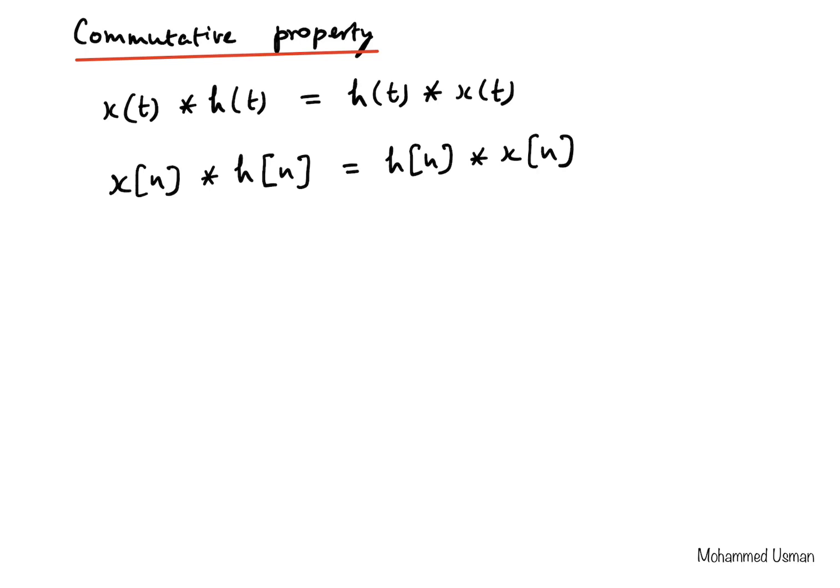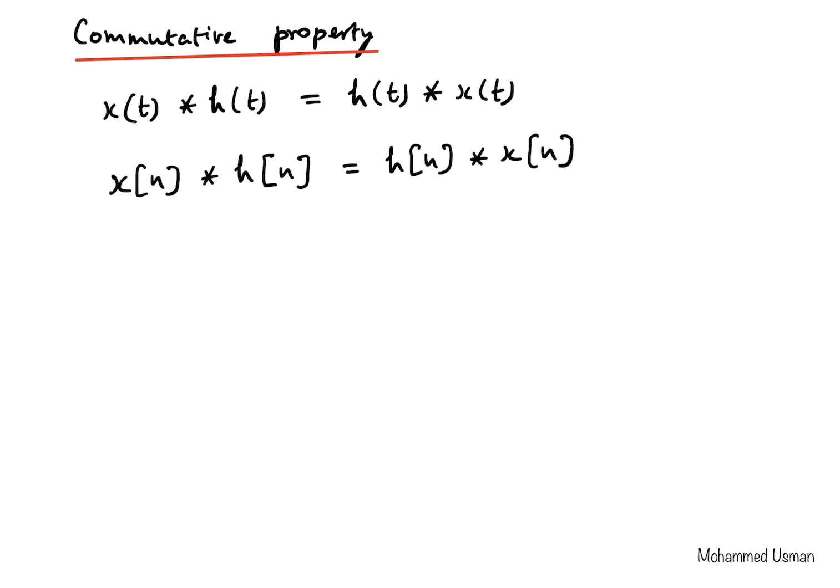So changing the order of the functions in the convolution operation does not affect the result. That's called the commutative property of convolution, and hence the commutative property of the LTI system itself, because x of t convolved with h of t is nothing but the output of the LTI system. So the output of the LTI system is not affected if we replace the input with the impulse response and the impulse response with the input. When the input is x of t and the impulse response is h of t, we get an output y of t. And if the input is h of t and the impulse response is x of t, then we get the same output as well.